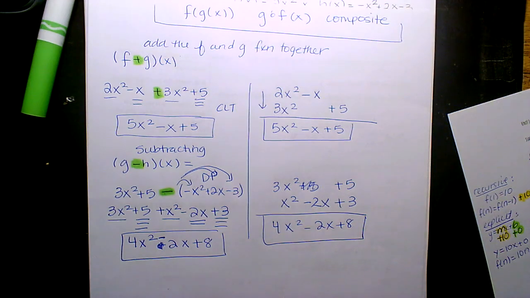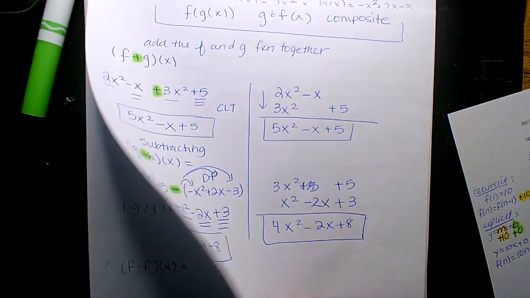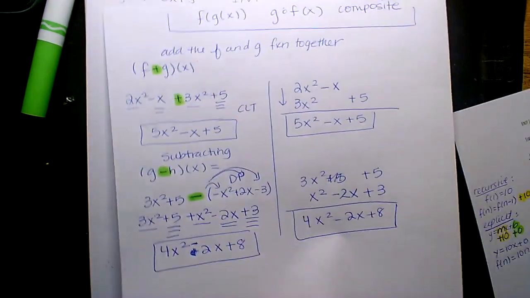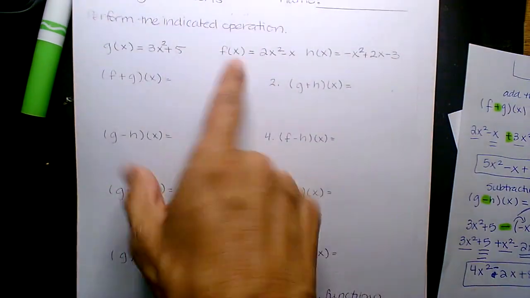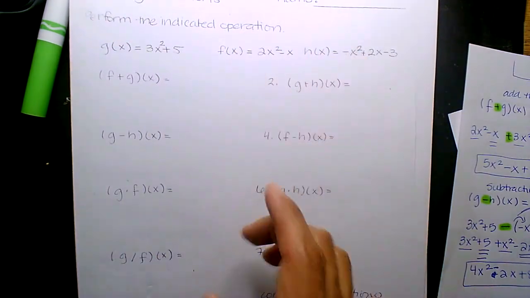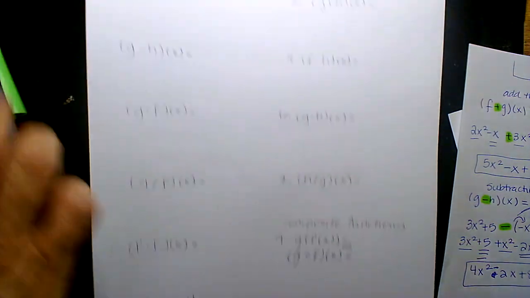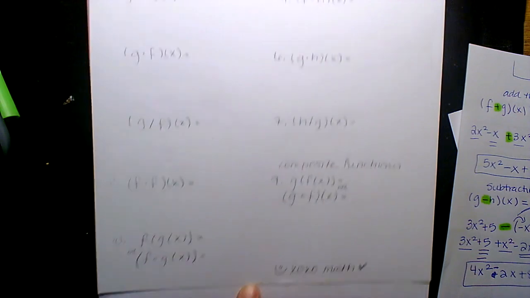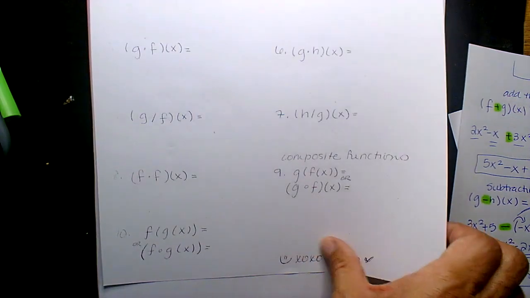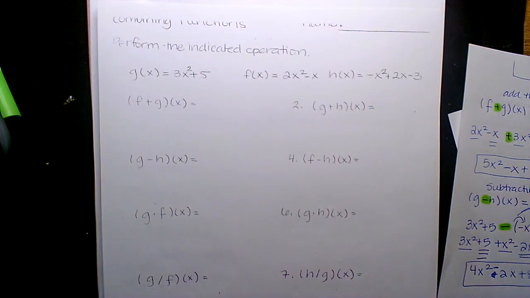So this is what we'll do tomorrow. We'll work on this sheet tomorrow. If you finish the other sheet, I'll give you credit for it. But if you notice, because these are operations, what are your operations? Right on a calculator, add, subtract, multiply, divide. And so that's what you have here. And then there's a little bit of composites at the bottom.